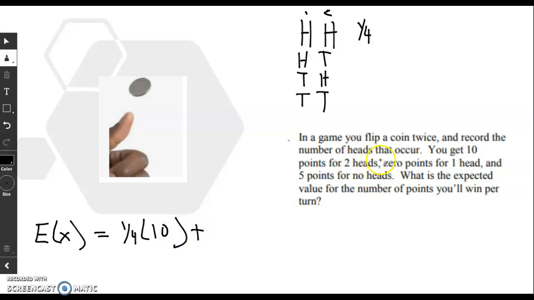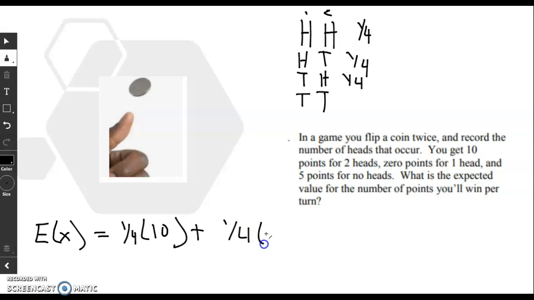Plus, if I get 0 points for 1 head, so I have 1/4 here for this probability and 1/4 here. So I can either put these together and make it 2/4 or 1/2, because 1/4 plus 1/4 equals 2/4, which reduces to 1/2, or I can write it out each individual one. It doesn't matter because I'm multiplying by 0 anyway. When I multiply anything by 0, it's 0. But I'll write it out for the sake.